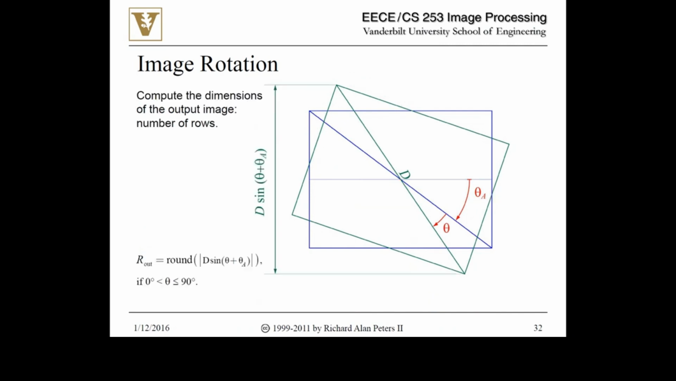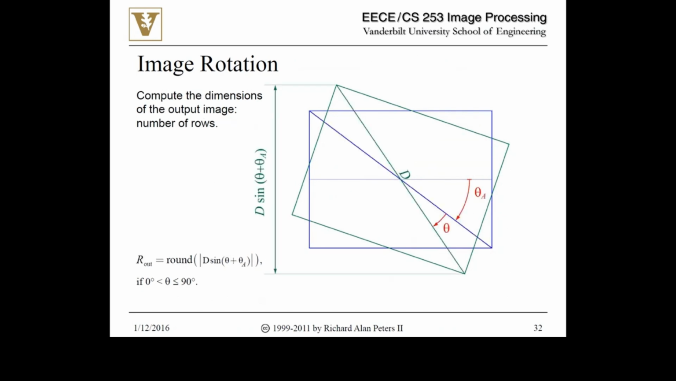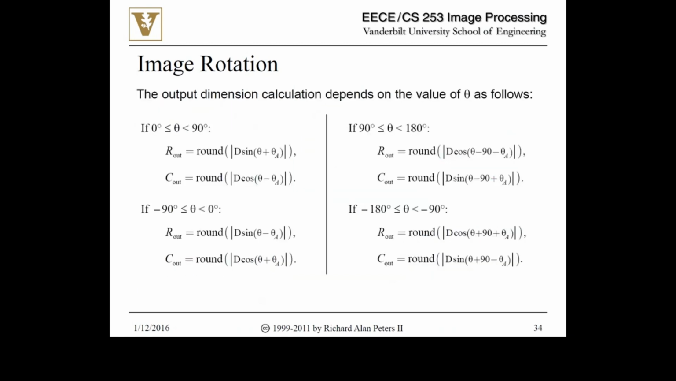Then, some considerations, and again, this is too detailed for what we want. Some considerations about the final sizes of the rotated image. The rotated image is bigger than the input one, depending on the direction. So this is the number of rows, this is the number of columns, and depending on the angle, these numbers are different. But those are very small details for what we do.